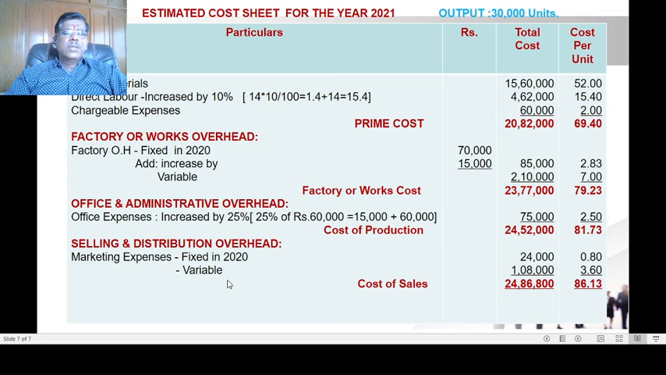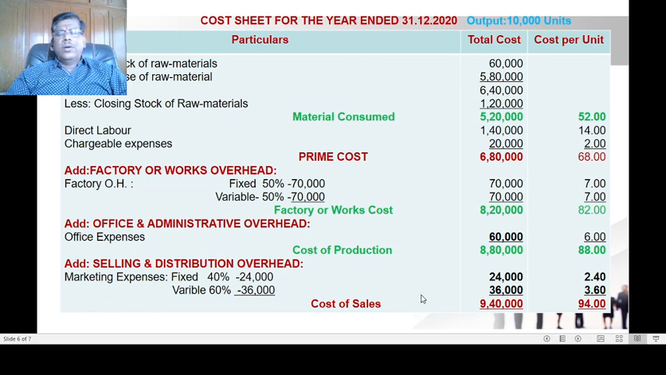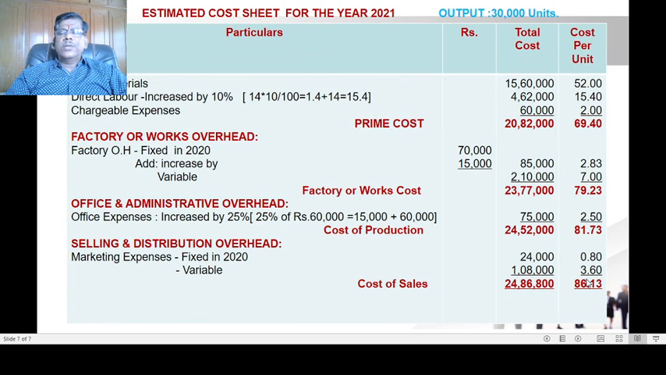Variable charges change according to the change in output. The variable cost per unit is 3.60 into 30,000, you will get 1,08,000. Then cost of production plus selling and distribution cost, you will get 24 lakhs 86,800. Then the per unit cost is 86.13. Likewise, this is the estimated cost of sales.